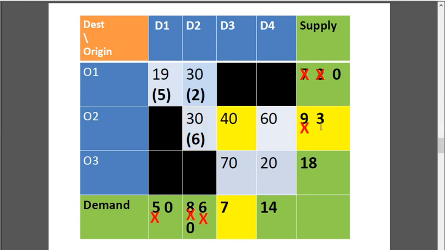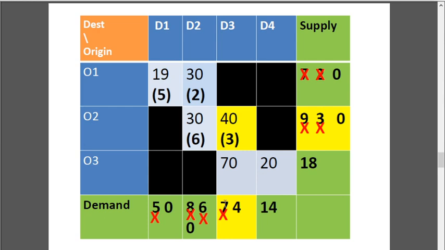Now the supply remaining in this origin is 3 and the demand required is 7. Since I cannot satisfy the entire demand, just satisfy the available with the available supply. So I'll give 3 units to that destination. So the remaining demand becomes 4 and supply becomes 0. Next, move on to the adjacent cell. From 18 units, I need to satisfy 4 units. You can satisfy it. So give the supply.